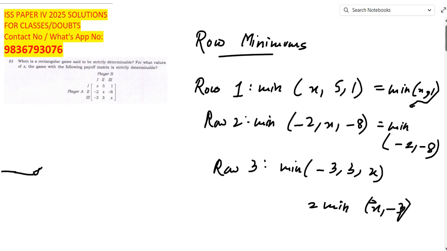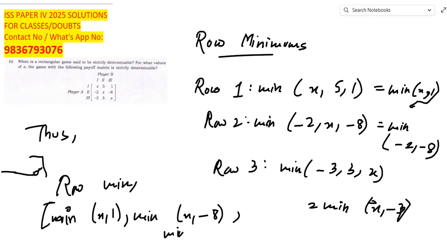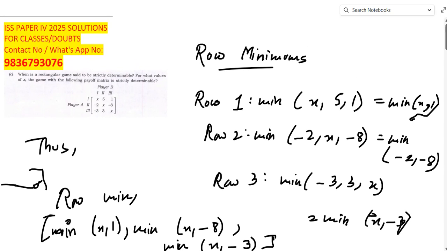Okay, so thus row minimum will be what? How I will calculate it? So minimum of x, 1, minimum of x comma minus 8, and minimum of x comma minus 3, that I will calculate.